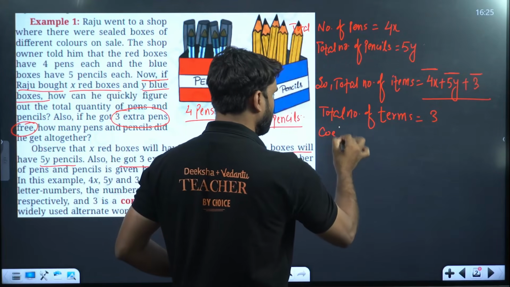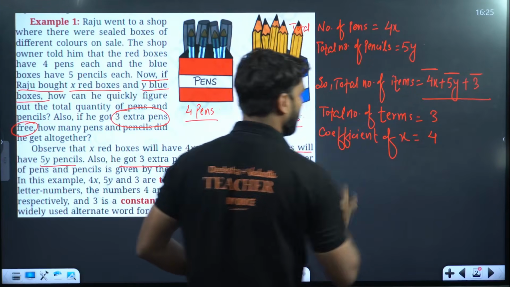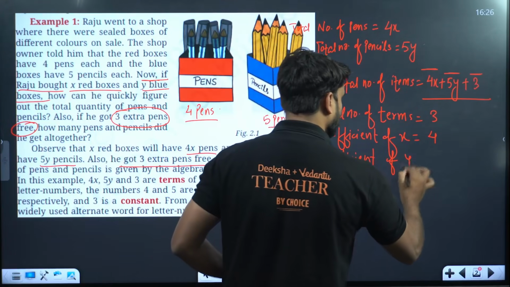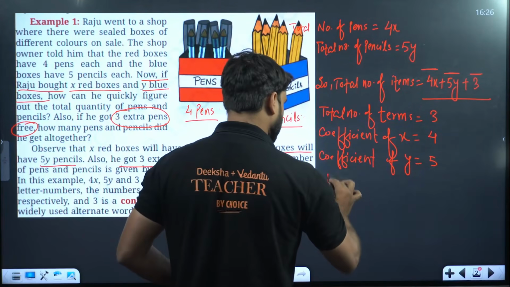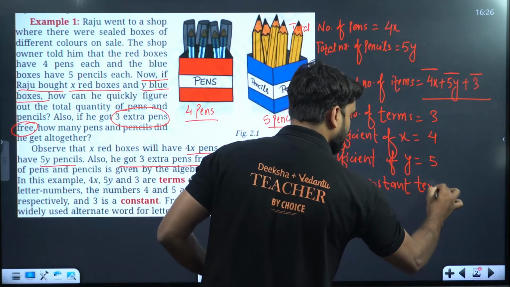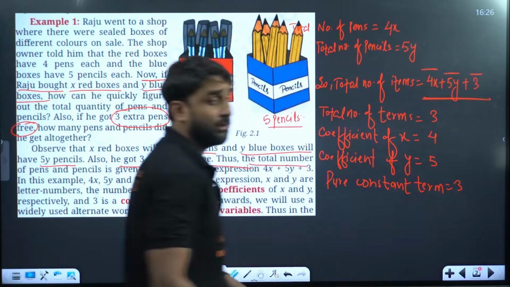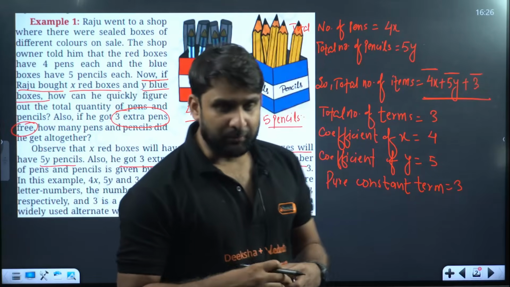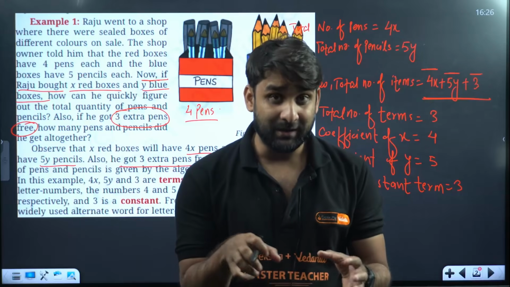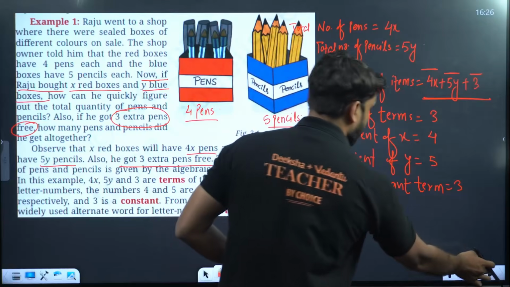Now if I ask you the coefficient of X, the coefficient of X is 4. If I ask you the coefficient of Y, the coefficient of Y is 5. If I ask you the pure constant term here, the pure constant term is 3, right? So this is an example of a linear polynomial. Yes, the concept of linear polynomial we can apply in our day-to-day life to solve any situation, right? Okay, moving to next.